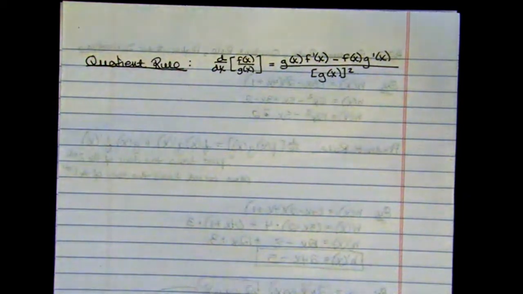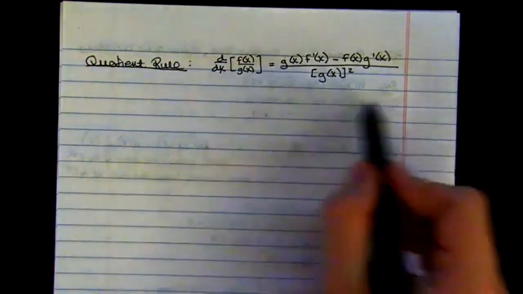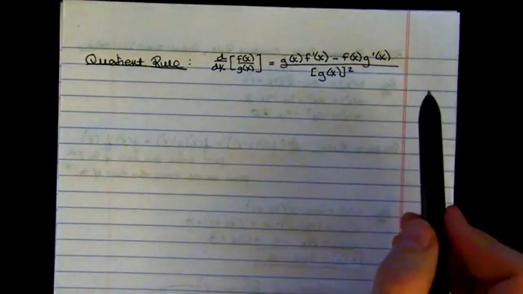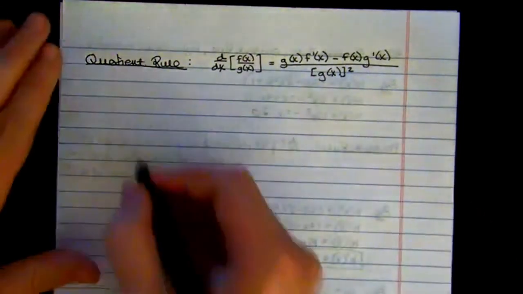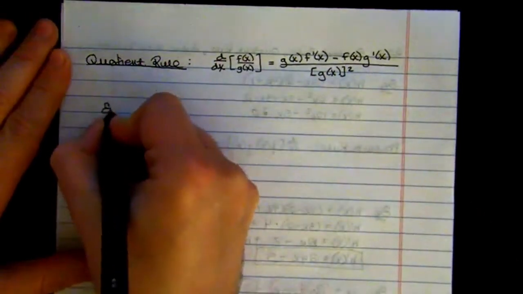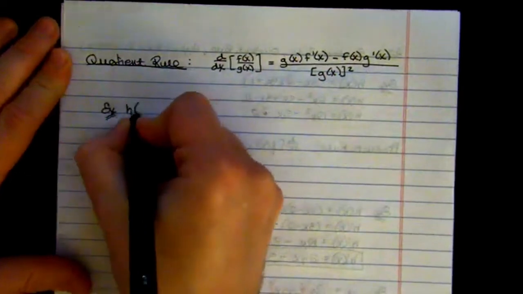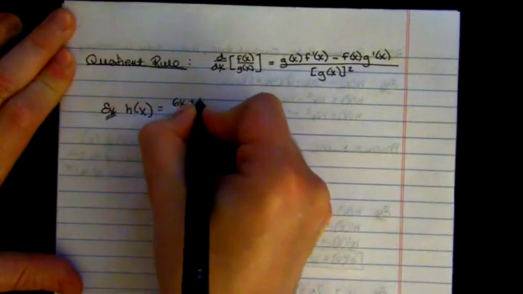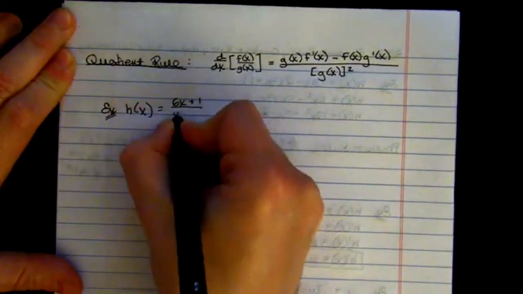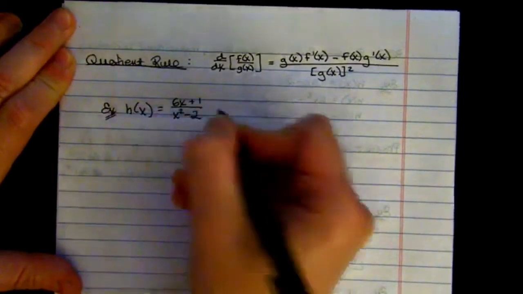Let me show you an example of using this, and then I'll show you my shortcut way of remembering this, because this is definitely a more complicated formula than just first times derivative of the second plus second times derivative of the first. Let's take a look at the function h of x equals 6x plus 1 over x squared minus 2.